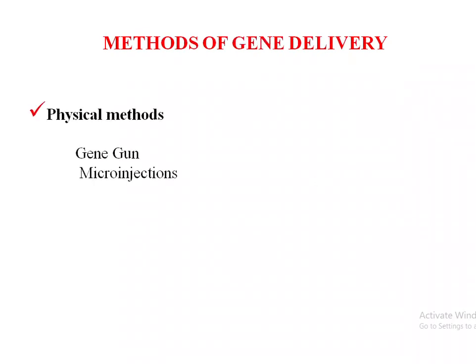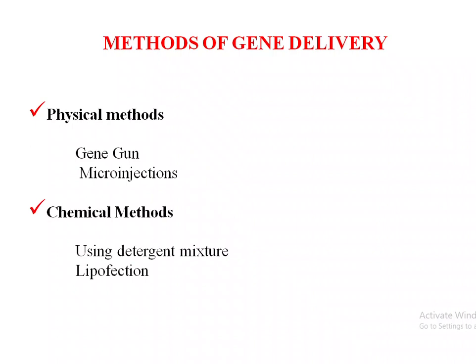There are two methods used for gene delivery: a physical method, which consists of gene gun and microinjections, and the chemical methods, which consist of the detergent mixture and liquefaction.